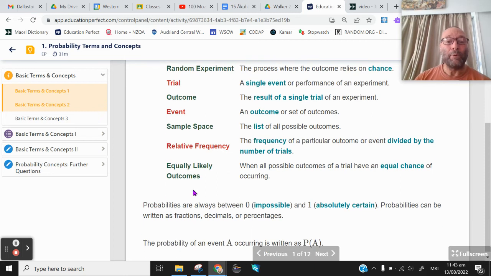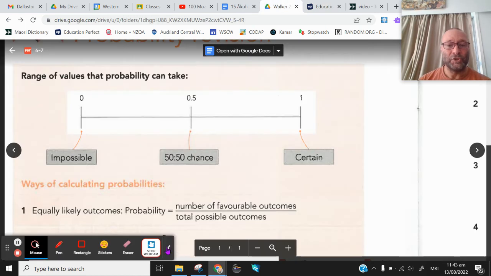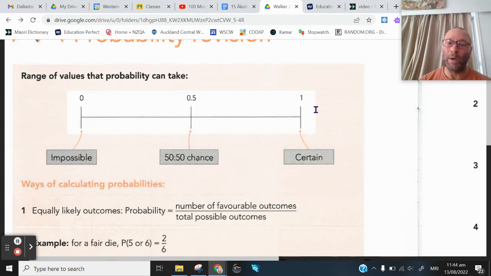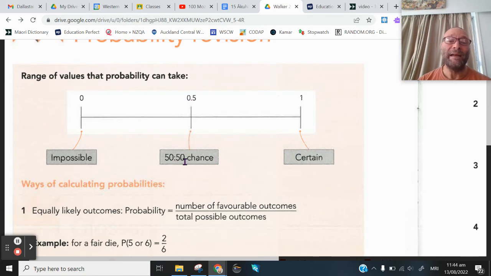Okay? So probabilities are always between 0 and 1, and they can be written as fractions, decimals, or percentages. And the probability of event A happening is capital P, and the brackets in A. This should look familiar, where we've got a scale from 0 to 1. Probability 0, the event is impossible. If it's certain to happen, the probability is 1, and that probability of 0.5, 1/2, or a 50-50 chance, we would say the event is equally likely to happen or not happen.